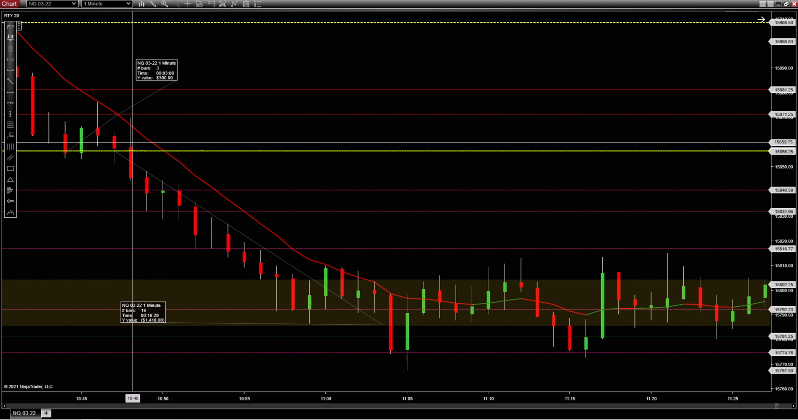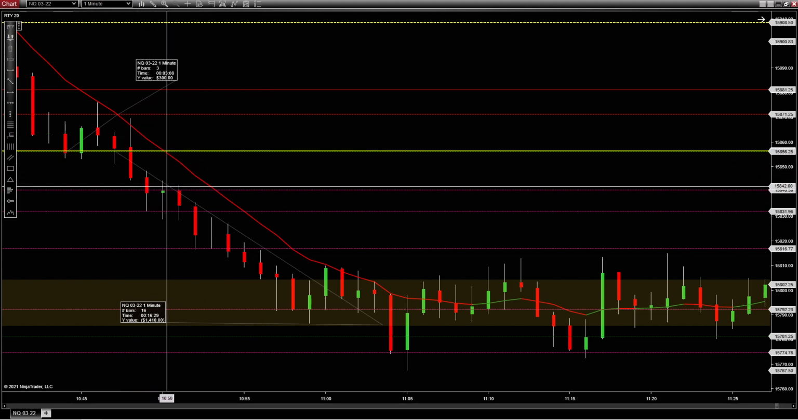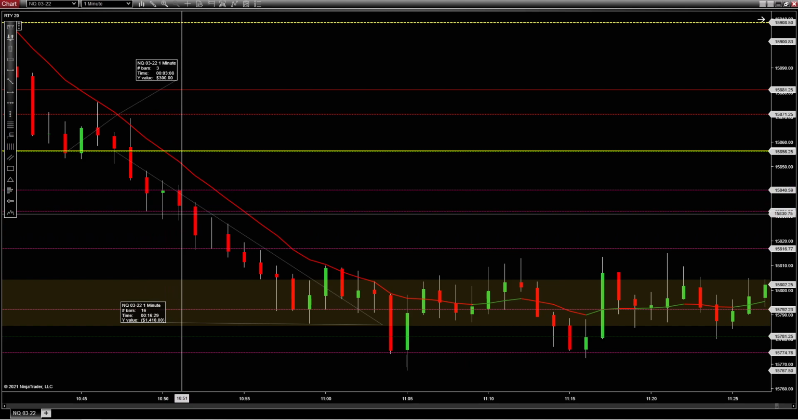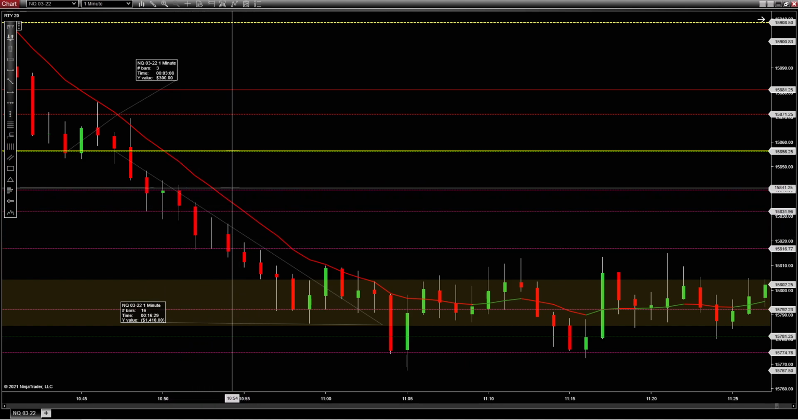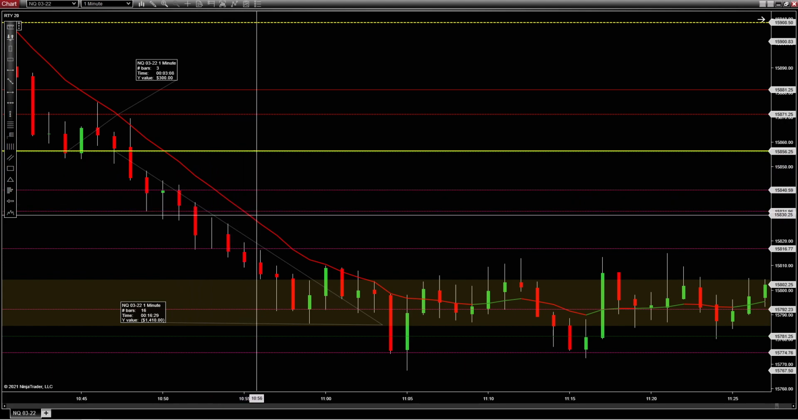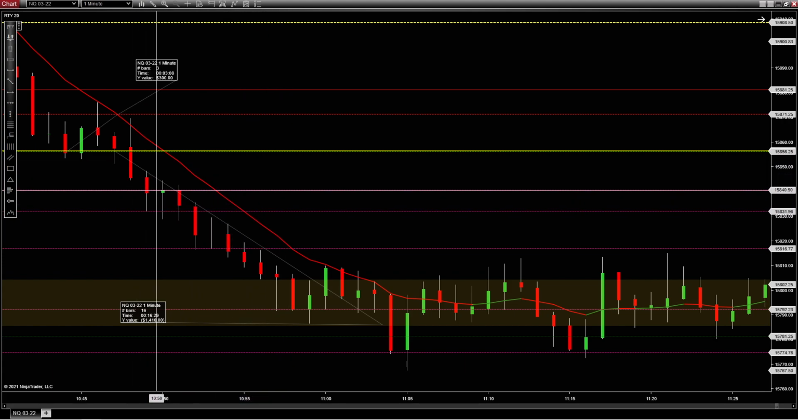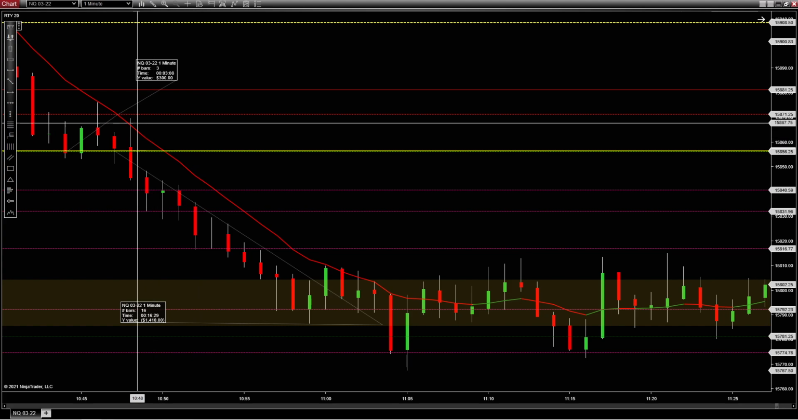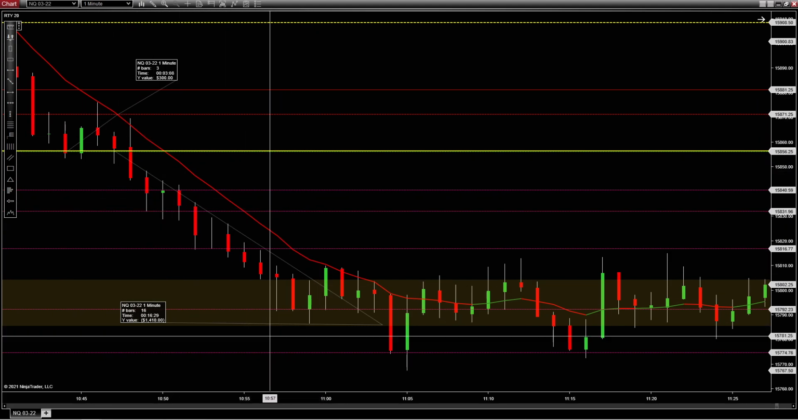Now, you're still going to, once you get through one of these levels, bring your stop down. If you want, you can just make it right on the top of this mover. But I usually follow those lines. I usually don't follow the mover right here.